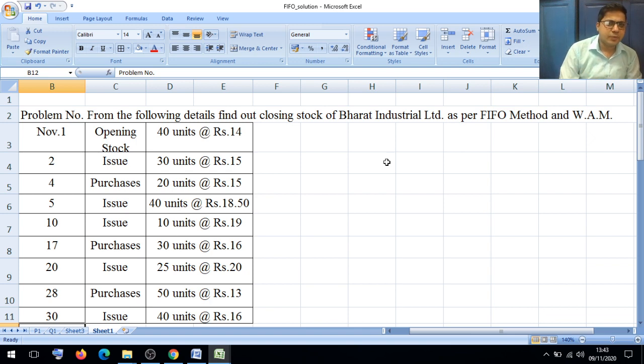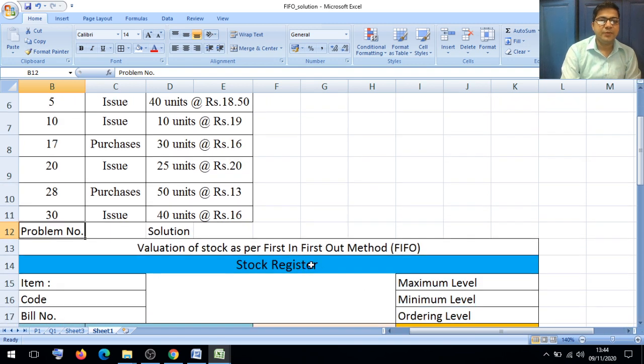This is the particular problem, and we have to prepare the stock ledger. We have to find out the closing stock by using the FIFO method and weighted average method. So first of all, we will discuss the FIFO method. Whenever we talk about the FIFO method, we have to draw the valuation of stock as per the FIFO method. We will prepare the stock register.